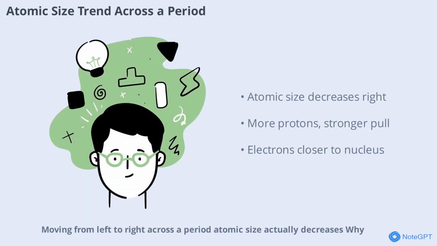Moving from left to right across a period, atomic size actually decreases. Why? As you add more protons to the nucleus, the positive charge increases, pulling electrons closer in. Even though you're adding electrons, they're going into the same shell, so the atom gets smaller. This shrinking effect is a key trend that helps explain why elements on the right side of the table are generally smaller than those on the left.